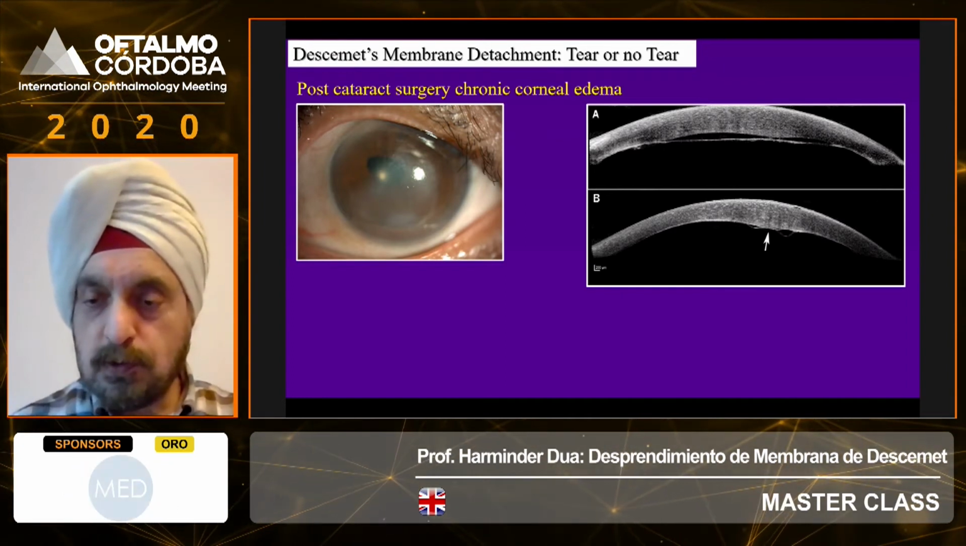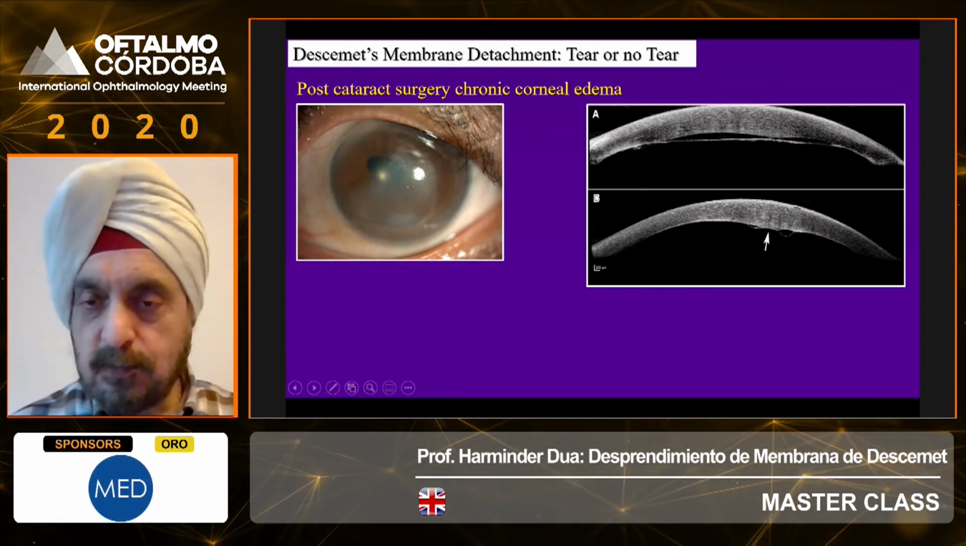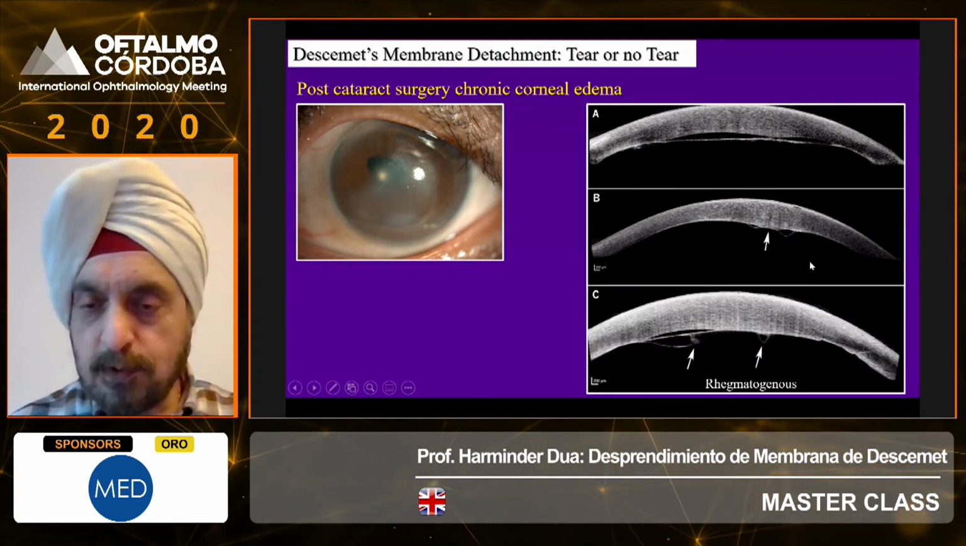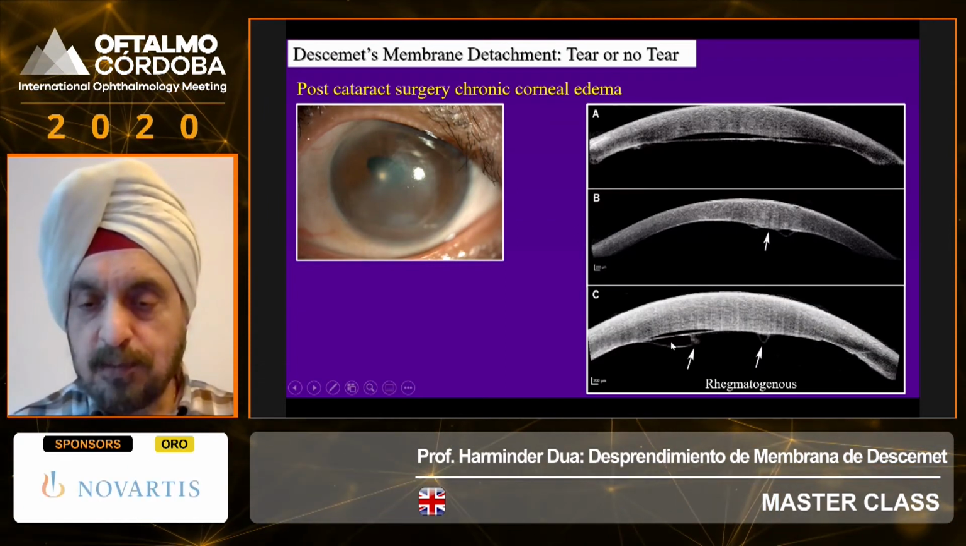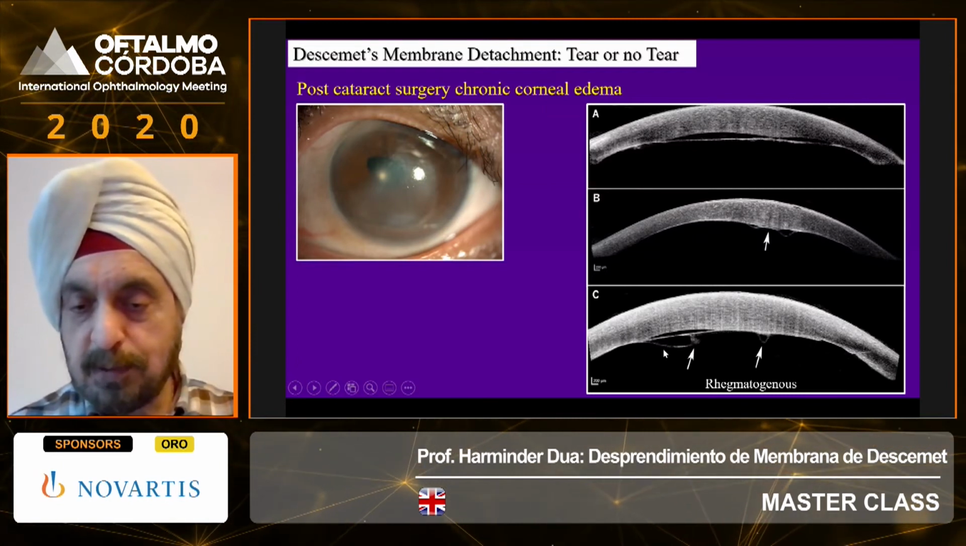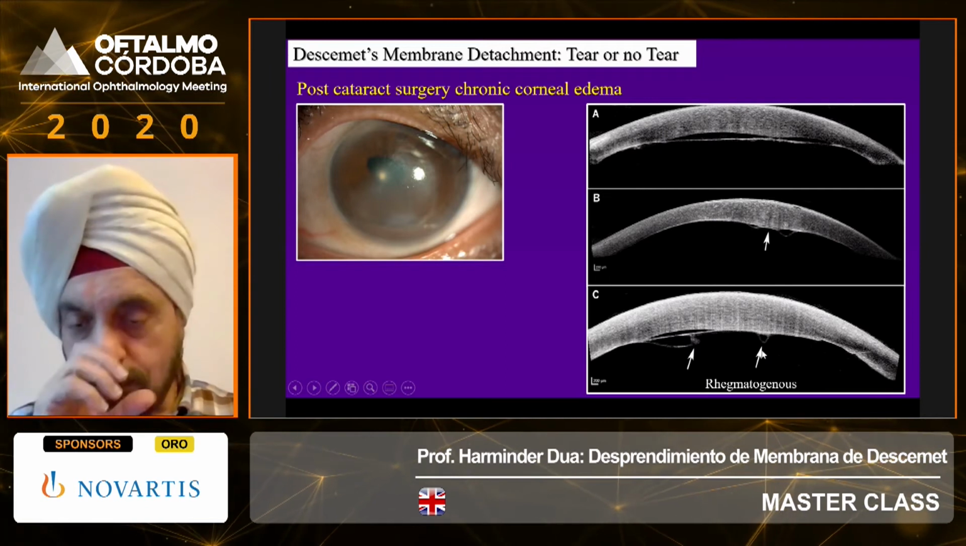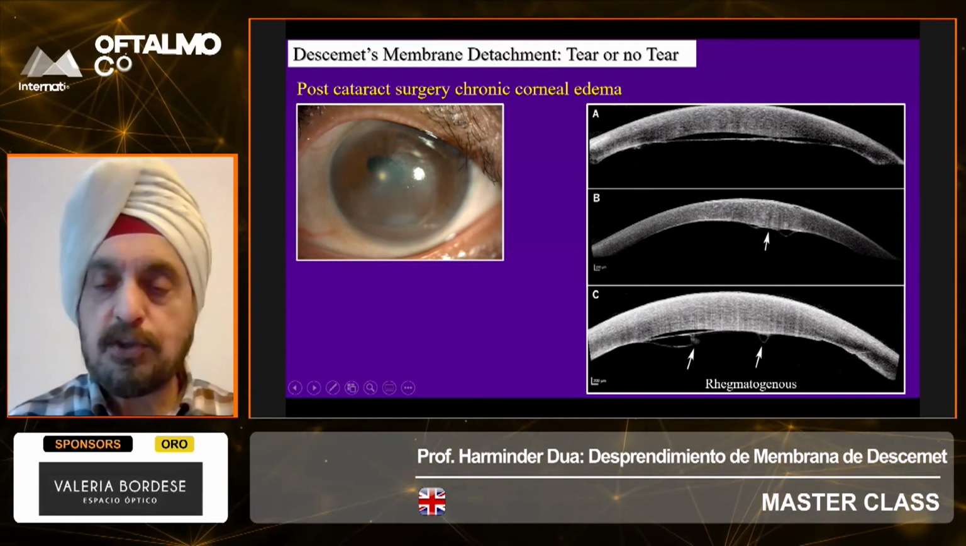And I just reviewed the OCT and I could see that here there's one line. Here there are two lines beginning to appear. And then if you look further down, what you see is that the pre-Descemet's layer is there, but the Descemet's membrane has detached and is torn and is curled. So what you've got over here is a mixed type, which is torn.